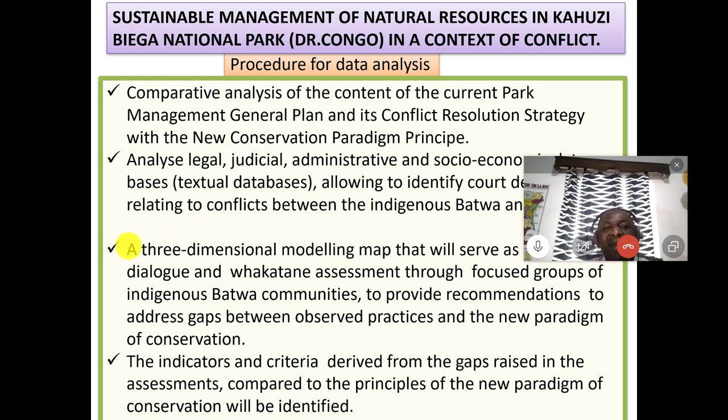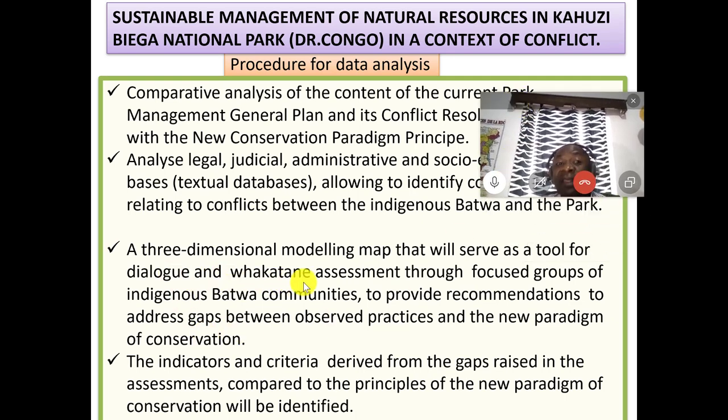A three-dimensional modeling map serves as a tool for dialogue, and the Wakatana assessment allows focus groups and indigenous community members to provide recommendations to address the gap between observed practices and the new paradigm of conservation. The indicators and criteria derived from the gaps within the assessment, compiled with the principles of the new paradigm of conservation, are to be identified.